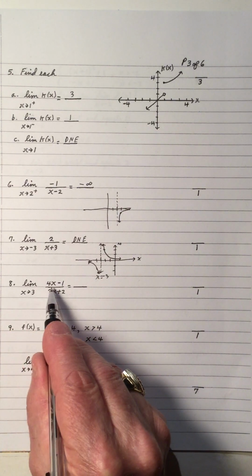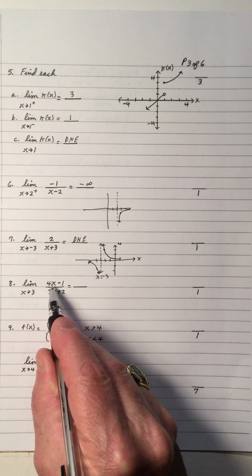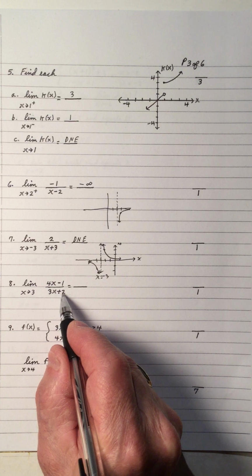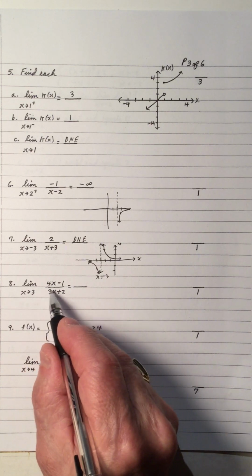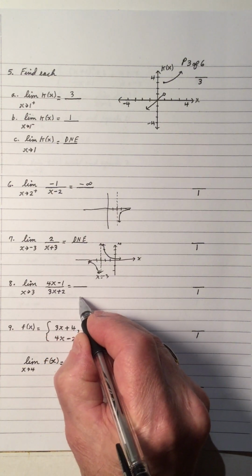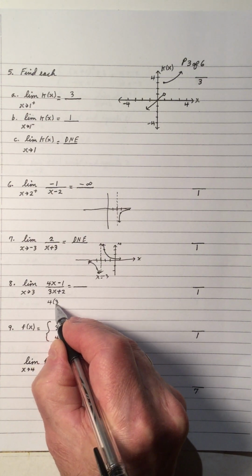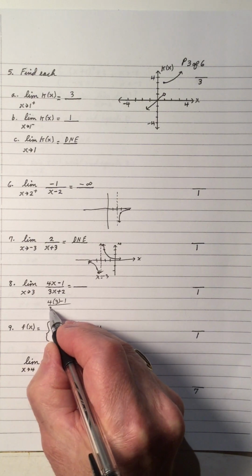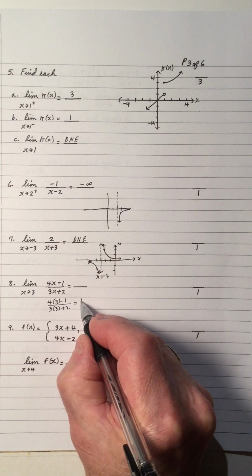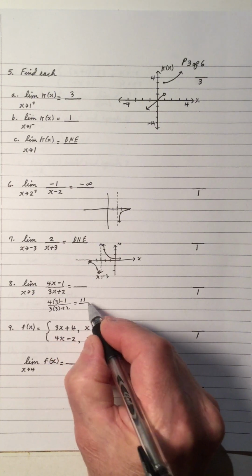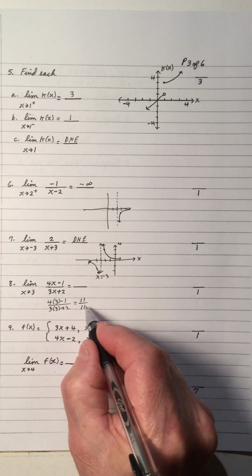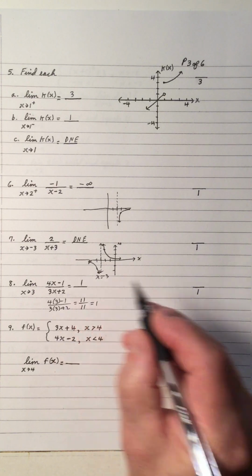Now, what about this rational function, 4x minus 1 over 3x plus 2? There's no indeterminate form here, no zeros. So if we sub in 3, we get 4 times 3 minus 1 over 3 times 3 plus 2. 12 minus 1 is 11. 9 plus 2 is 11. 11 over 11 is 1, so the limit here is 1.